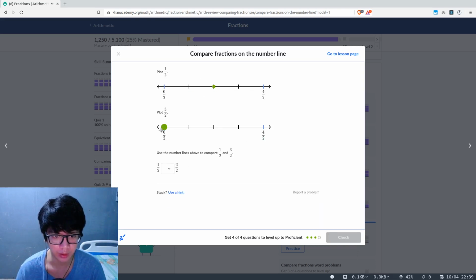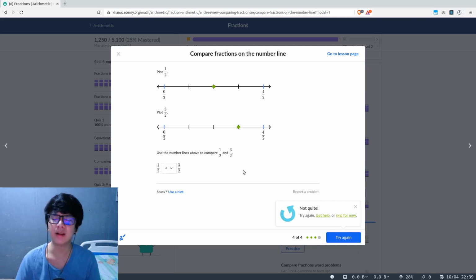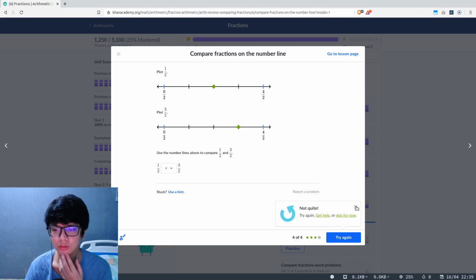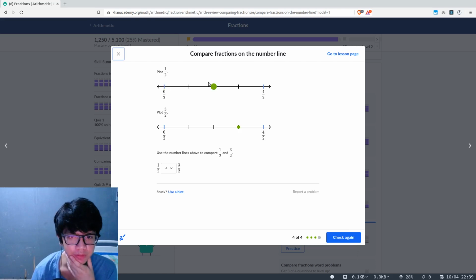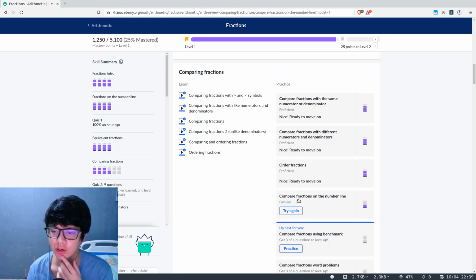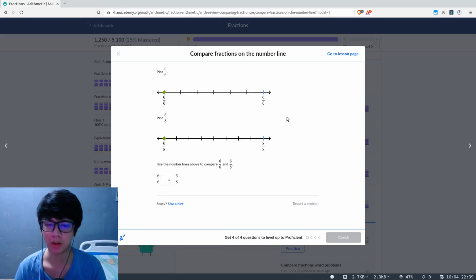One half and 3/2. Wow, okay, it's insane. Ah, what the heck? No. What? 1/2. This is 1/2. Oh shit, it's 4/2. It should be here. Oh my god. Okay, let's try again. Didn't pay attention to the numbers.